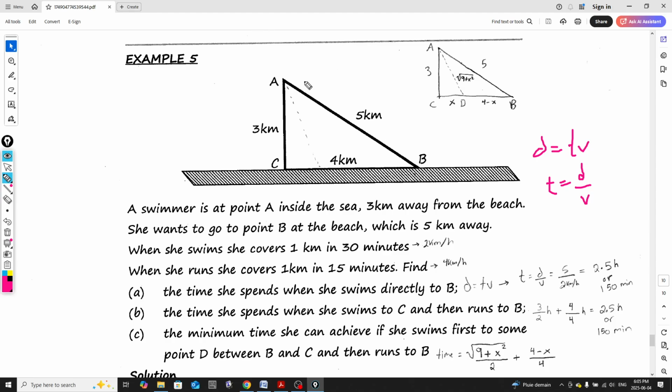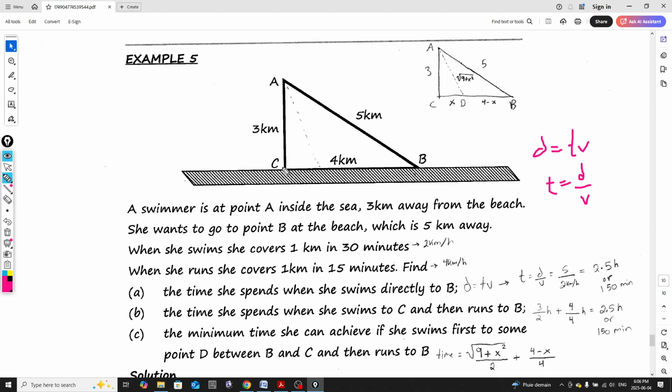Now, maybe you're thinking, well, to get from point A to point B, I guess she could either just decide to swim straight to point B, or she could swim from A to C and then run from C to B, and it's going to take her the same amount of time. So it doesn't really matter. There's no optimization to be done here. But there is. There is optimization to be done.